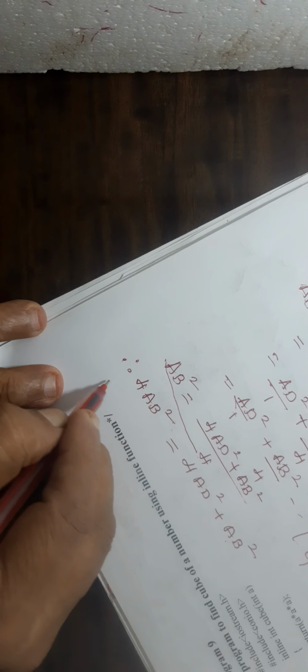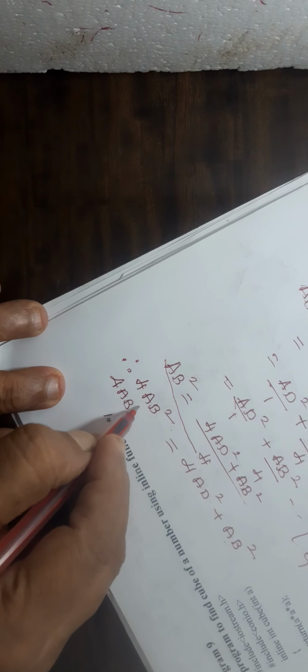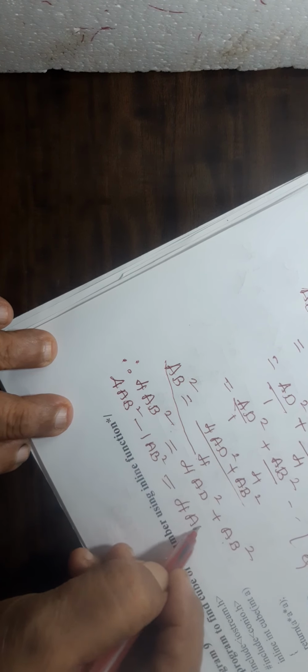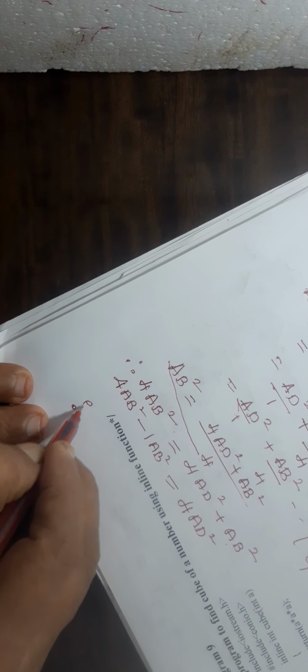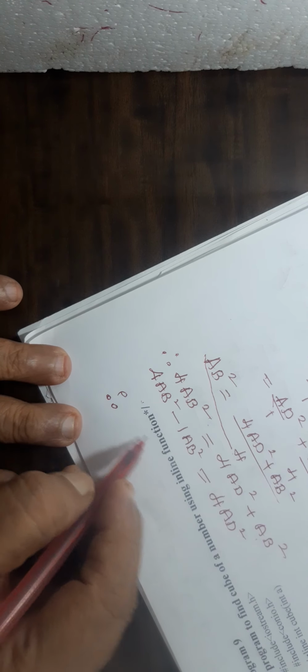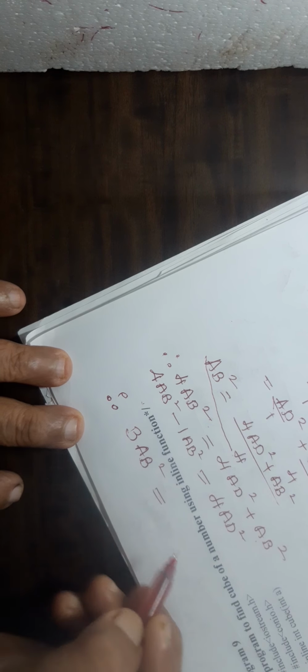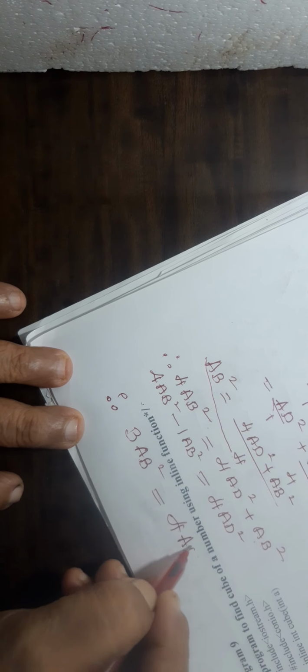Now this AB squared I will take to the LHS. So 4AB squared minus 1AB squared is equal to 4AD squared. What is AD there? It is the perpendicular. So finally I am getting here what they want. 4AB squared minus 1AB squared is 3AB squared. So 3AB squared is equal to 4AD squared.